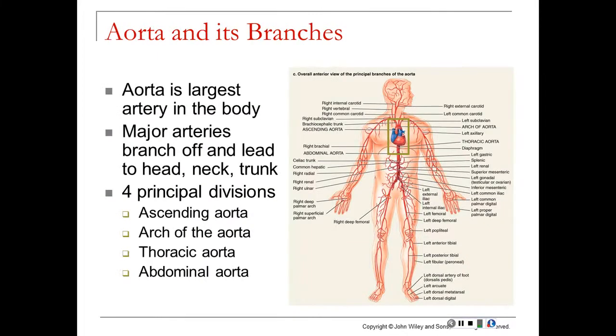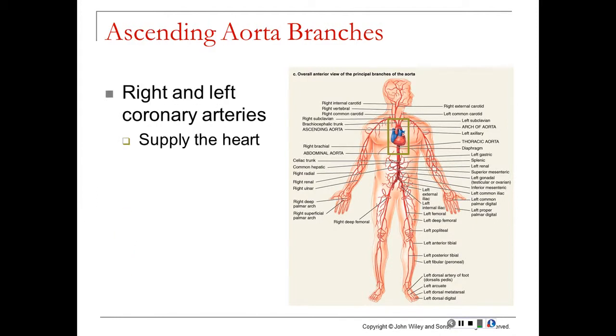The aorta, of course, is the largest artery in the body. It has major branches that are going to go off to the head, the neck, and the trunk, which will then divide off into the lower limbs. There's an ascending aorta. There's an aortic arch. There's a thoracic aorta, which is the part of the descending aorta within the thoracic cavity. And then there's the abdominal aorta, which is the part of the aorta within the abdominal cavity.